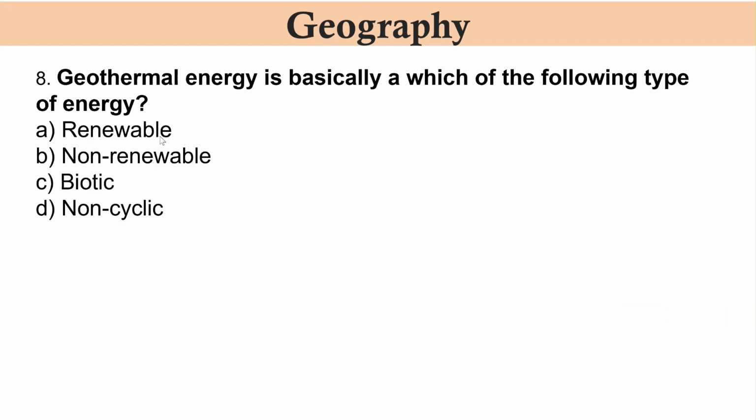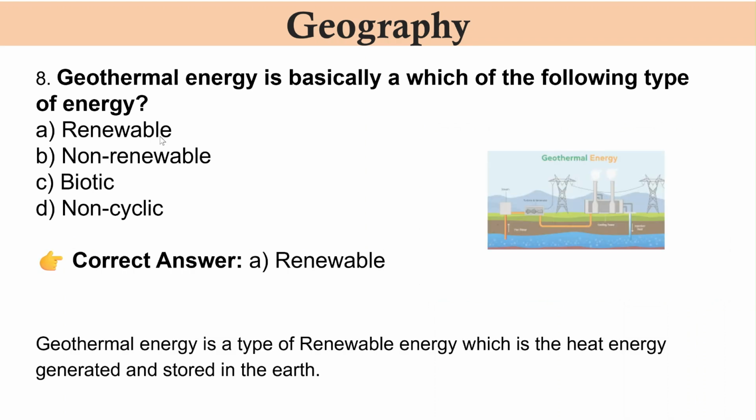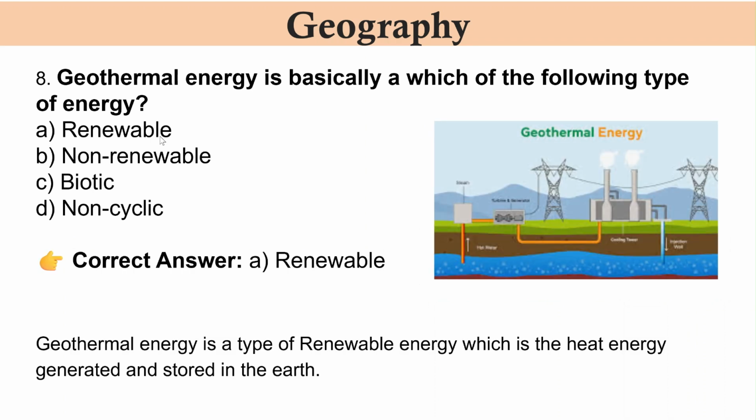Next question is, geothermal energy is basically a which of the following type of energy? A. Renewable. B. Non-renewable. C. Biotic. D. Non-cyclic. The correct answer is A. Renewable. Geothermal energy is a type of renewable energy which is the heat energy generated and stored in the earth.